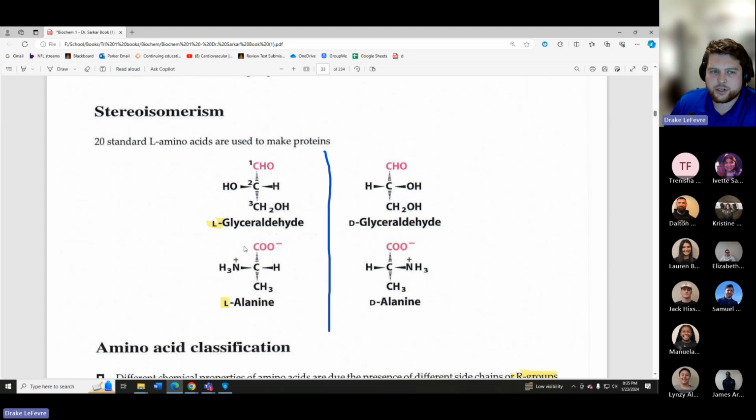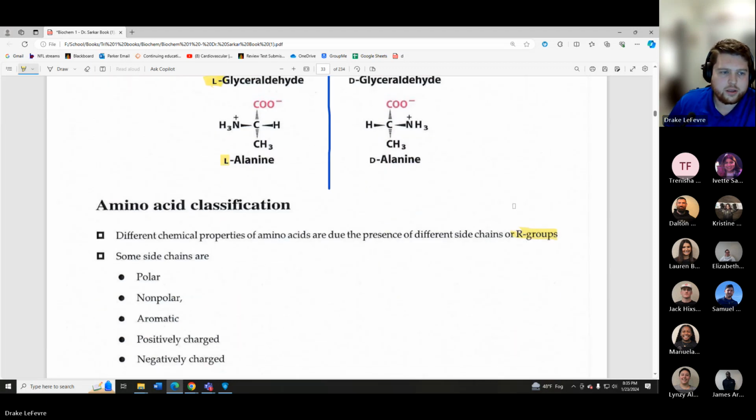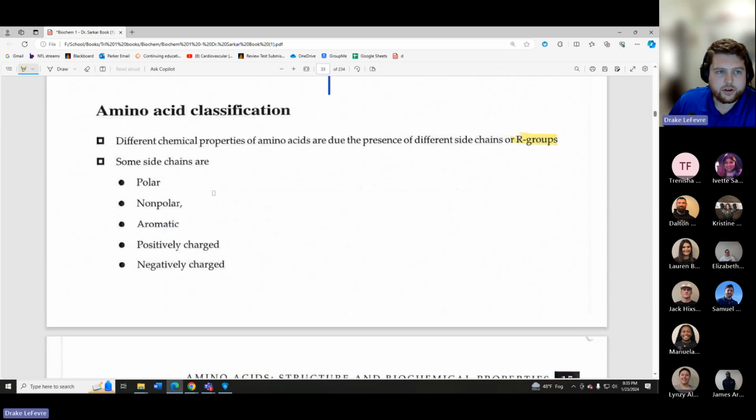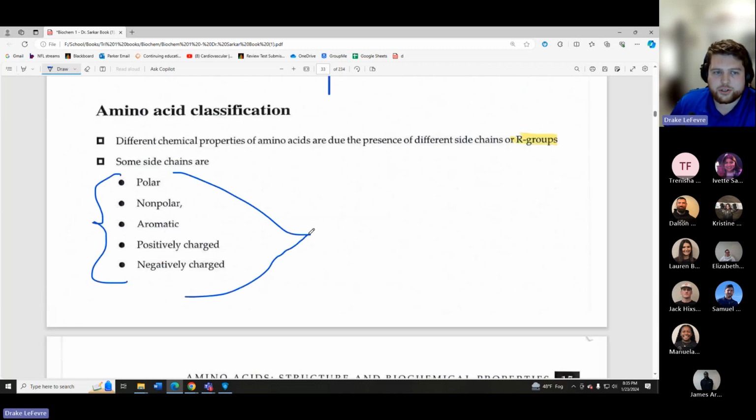This down here is showing us again what we just talked about, L versus D. They're stereoisomers, so they're mirror images of each other. He sometimes asks questions about stereoisomers, like what it is. So it's a mirror image, but just remember that only the L ones are used to make proteins. The L ones are the ones that we use in our bodies. Here are our different side chain groupings: polar, nonpolar, aromatic, positively charged, and negatively charged. Remember, all of these properties are due to what part of the amino acid?